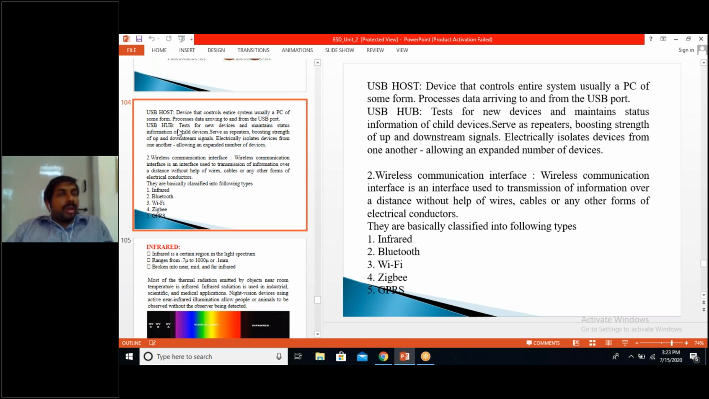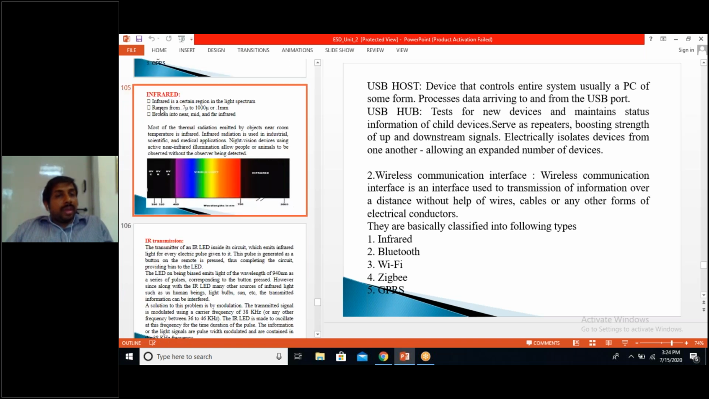So an embedded system communicates to the external world using either RS-232 or USB. If it is following a wireless technology, an embedded system will transfer without the help of any cables or wires to an external world. So that can occur by various methods called infrared, Bluetooth, Wi-Fi, Zigbee, and general packet radio service, GPRS. So first one is infrared.